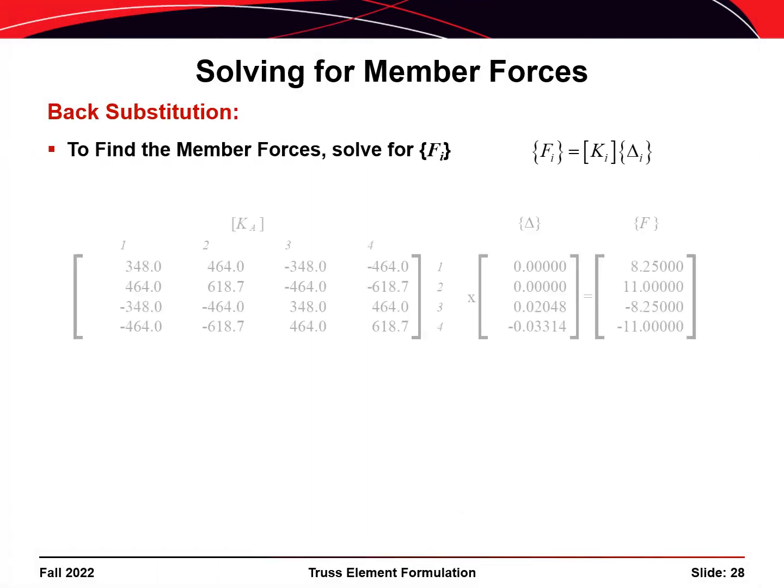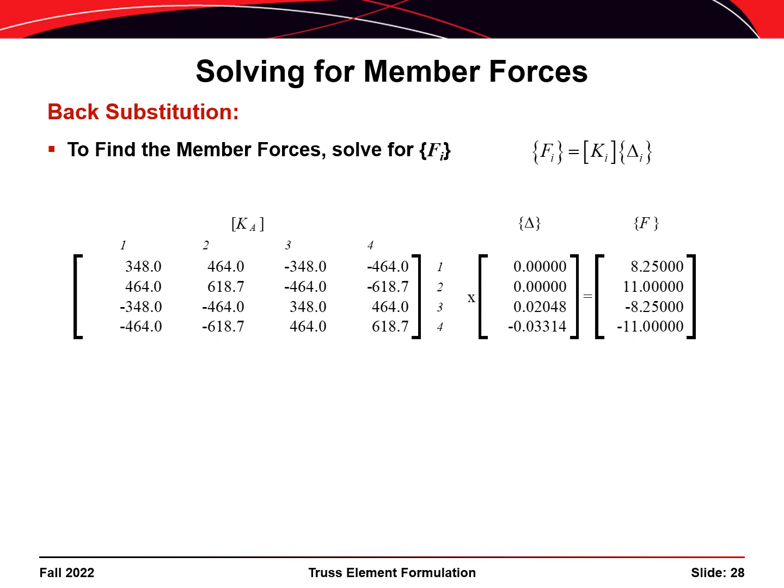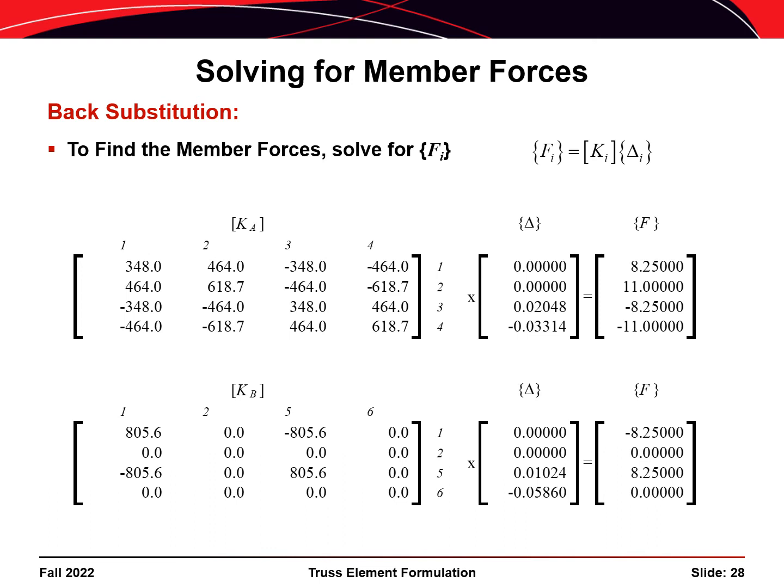So, for example, if we consider member A, we can take the element stiffness matrix K sub A multiplied by our vector of known displacements that correspond to the member degrees of freedom, and we get the member end actions. In this case, 8.25 kips acting horizontally at each node and 11 kips acting vertically at each node. We can do the same thing for member B, and so on and so forth.